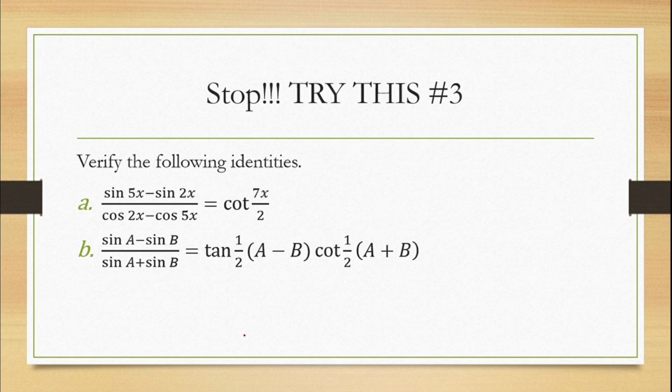So that's all about the sum to product and product to sum identities. Thank you so much for listening and I hope you will solve try this 1, 2, 3.